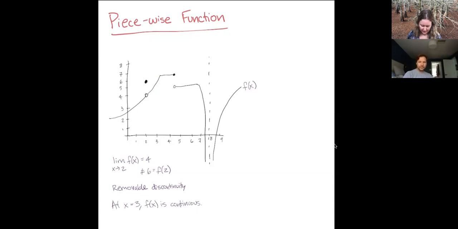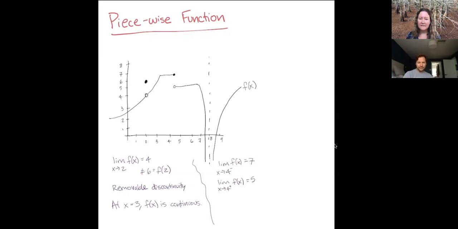Okay, at x equals 4, what's happening? Well, from the left side, it looks like the limit is 7. And from the right, the limit is 5. So the limit doesn't exist there. The limit from the left and the right is different. So the limit as we approach 4 from the left is 7. And the limit as we approach 4 from the right is 5. And those aren't the same. So again, here it's discontinuous.